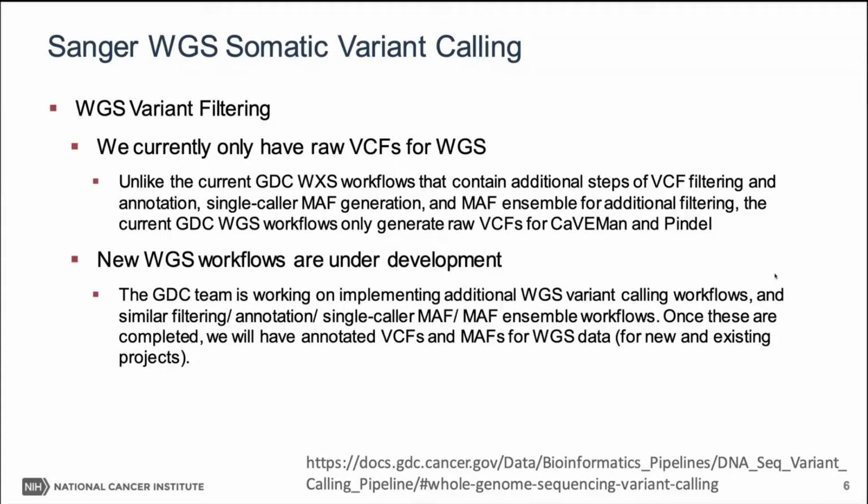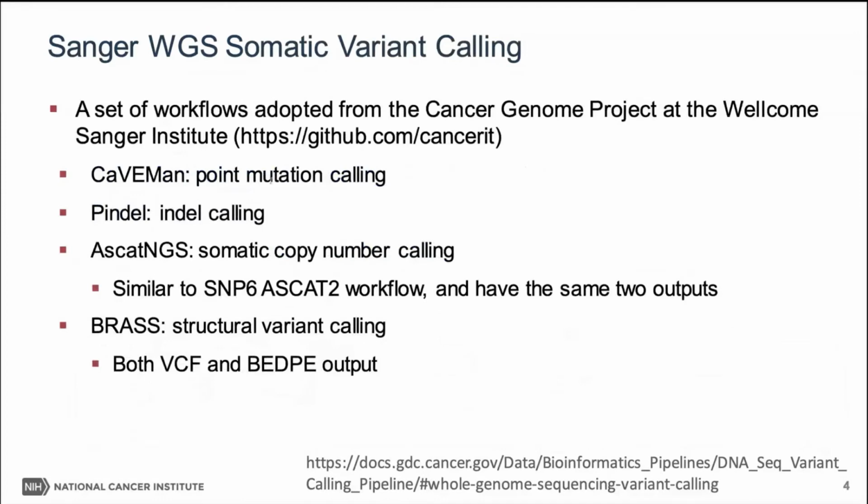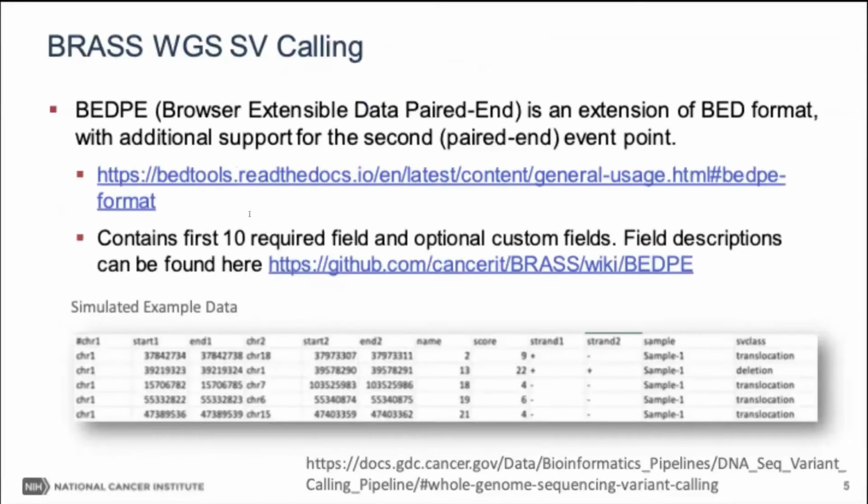In particular, if you look at the workflow, you can see we only have 2 small mutation callers. One is point mutation, one is indel. So if we require the 2-caller ensemble, probably we don't have anything left. So we are also adding additional small mutation variant callers for the whole genome data.